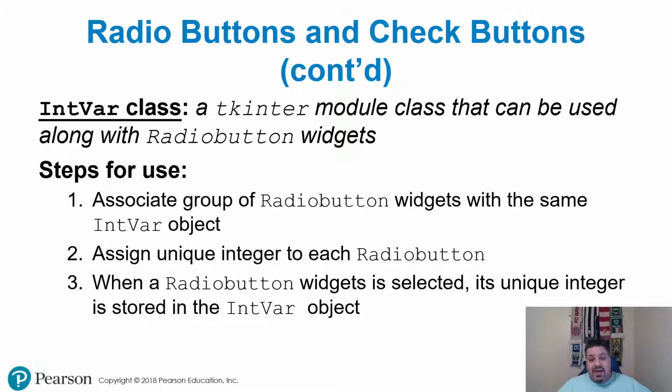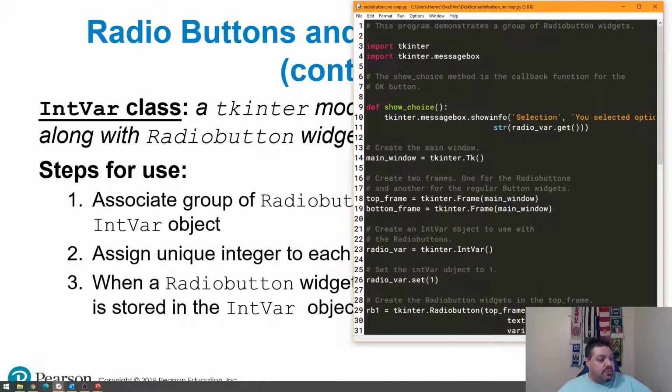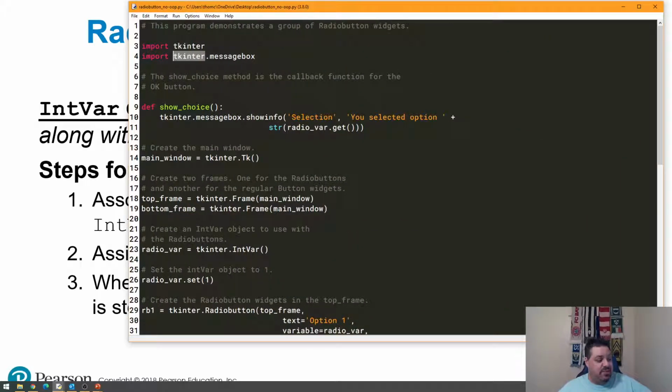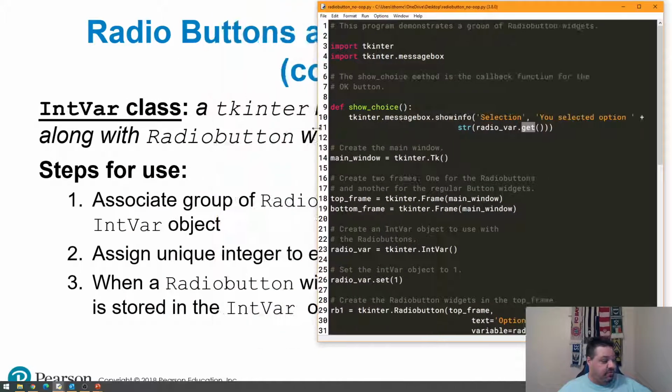There are more classes you need to do in addition to creating these radio buttons. You need to import a class, just like the string var. You need to import an int var class. So let's look at this right fast here. Again, we've got tkinter, we've got a message box. I've got a function here that basically all it's going to do is pop up a message box that says you selected option, and then it's going to use another get function, very much like the entry box, to see radio var get and get that information from there.